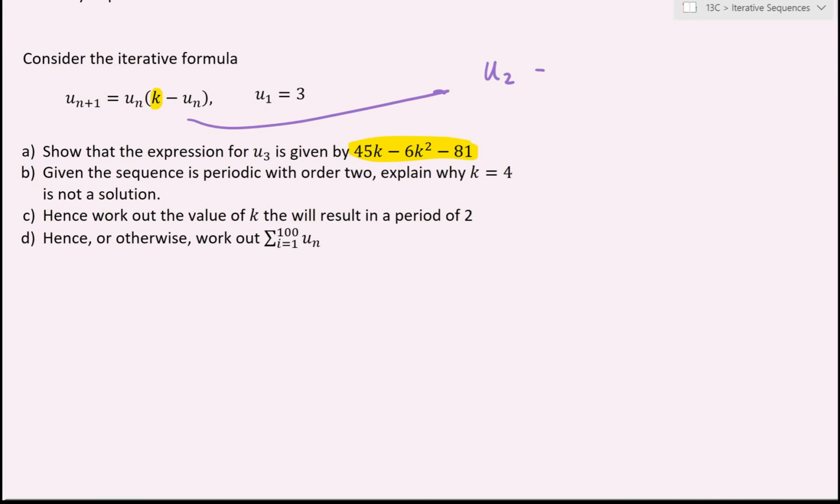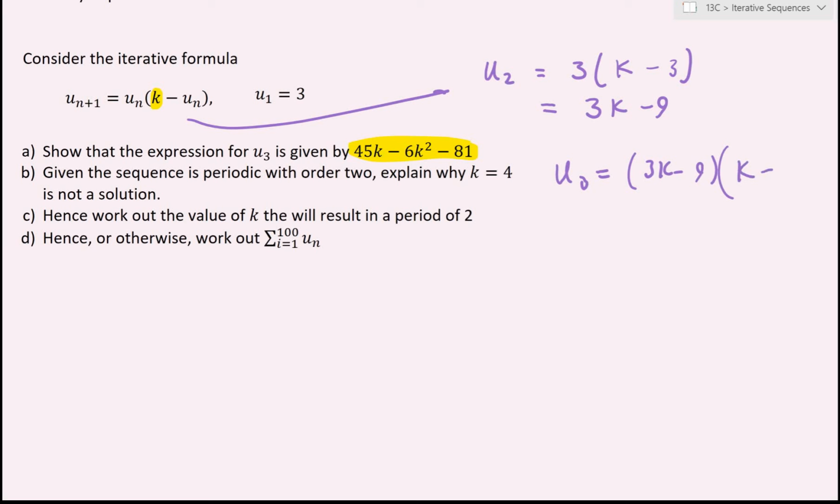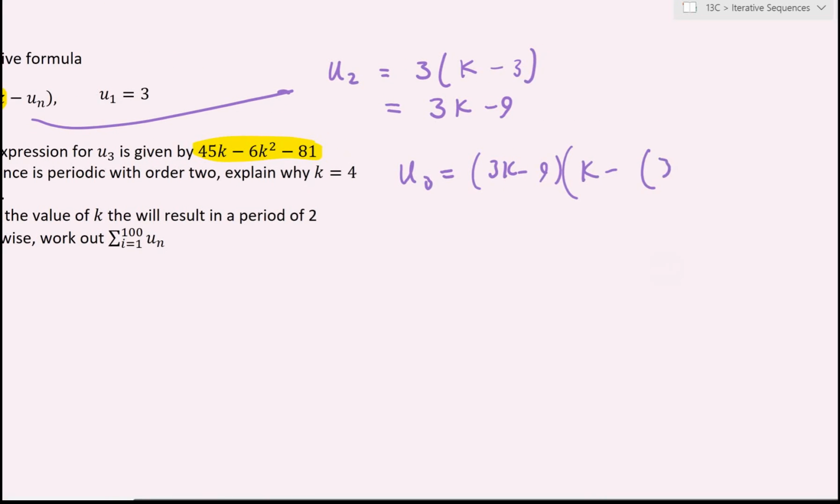So to work out U2, it's going to be 3k minus 3, again replacing both the Un with the 3. Expanding it out, it's going to be 3k minus 9. For this, always expand when you can, especially when there's no brackets here. Now we work out U3. So that's going to be U2 times (k minus U2), replacing U2 with what we know it equals. So we have (3k minus 9) brackets k minus 3k minus 9. Here, a bit messy with the old brackets.